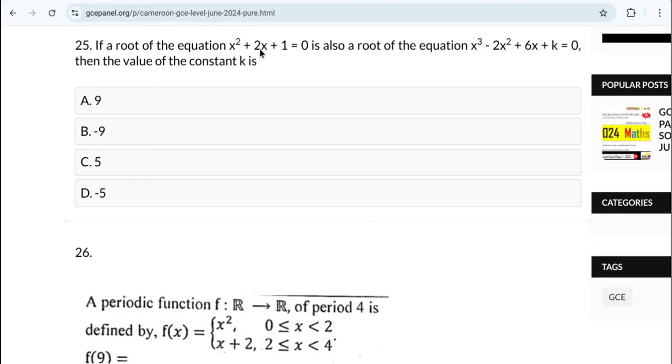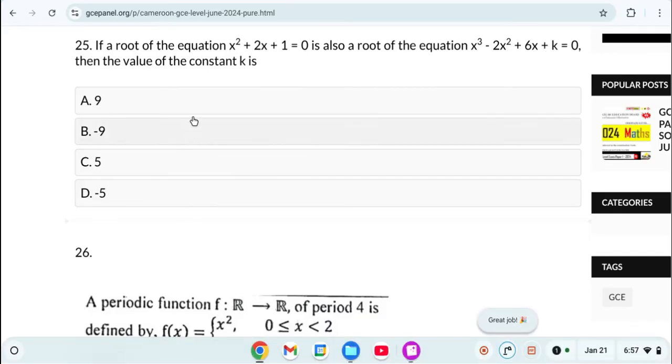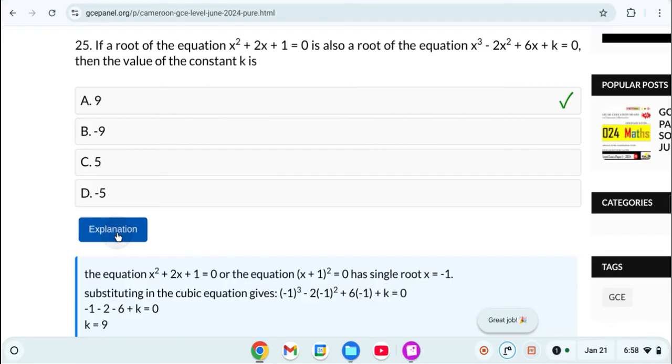So the root of this equation, what is it? It's negative 1. It has a double or repeated root, which is negative 1, and that's the only root that's also a root of this other equation. So now that you know the root is negative 1, just substitute it here. You're going to have negative 1 cubed minus 2 into negative 1 squared plus 6 into negative 1 plus k equals 0, and you easily find k. It's showing that k is 9.